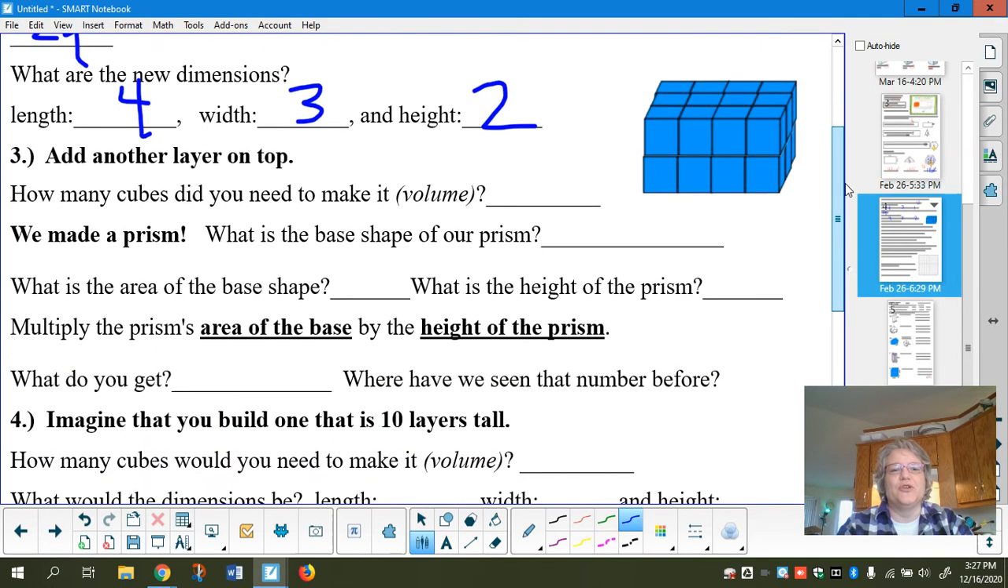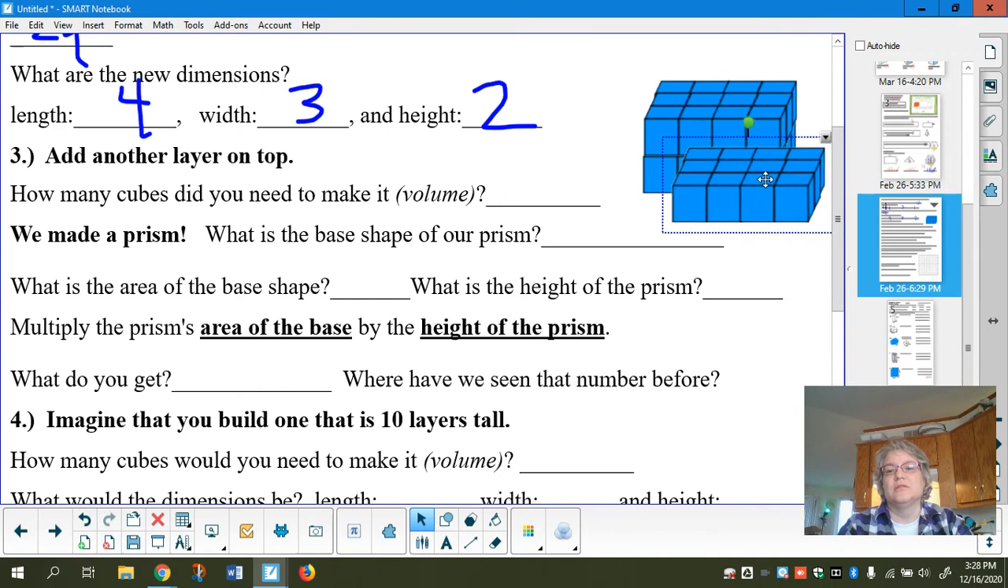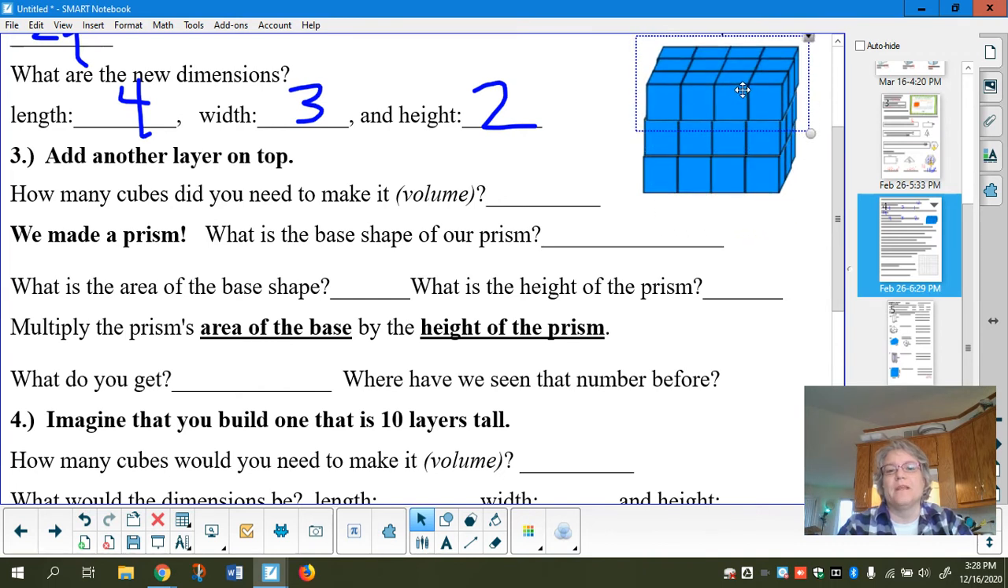Moving on, how many cubes did you need to make it? Oh, add another layer. Sorry, I missed that important step. Add another layer. Clone it. Build it on top. Now, how many cubes did I need? Well, I have 12, 12, and 12, so now I have 36.